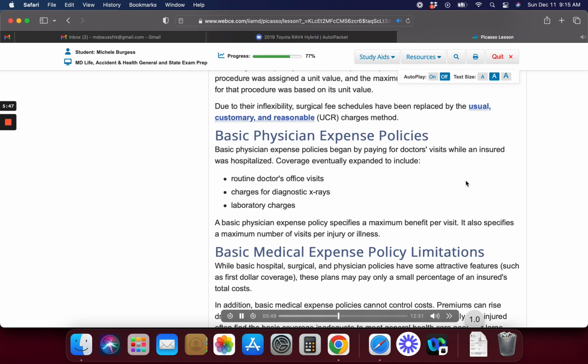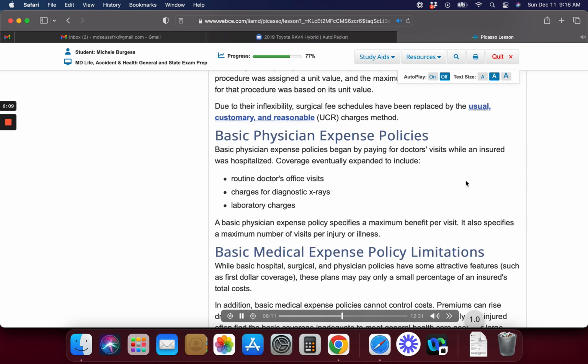Because the basic medical policy provides first dollar coverage, supplemental major medical policies have a high deductible. The basic policy will pay much of the initial costs of the medical care before the supplemental major medical policy pays expenses beyond the basic policy's limits. The high deductible avoids duplicate coverage and helps keep premiums low.